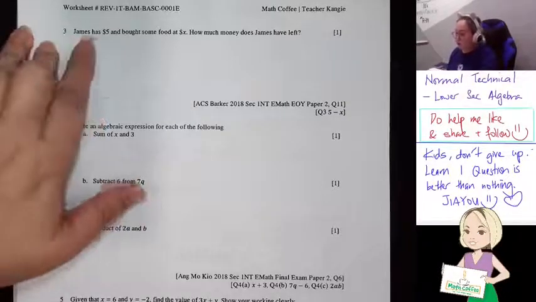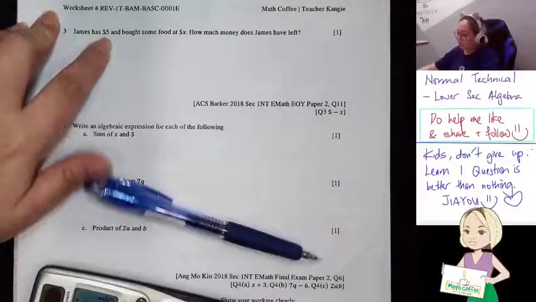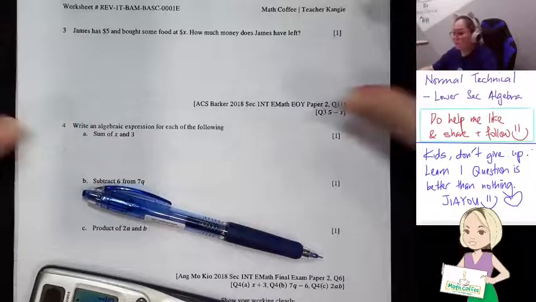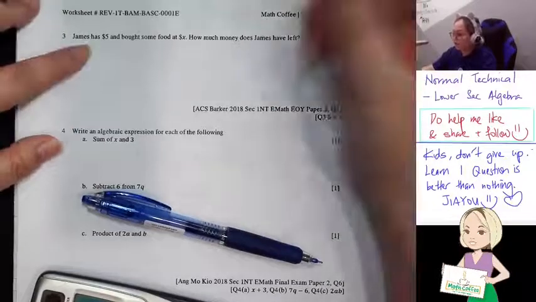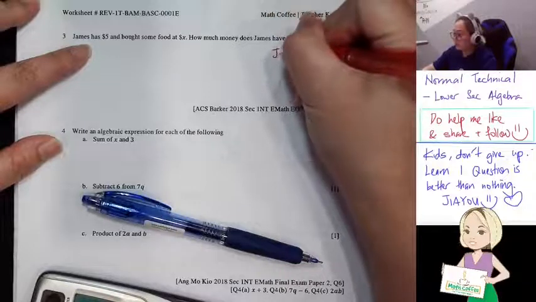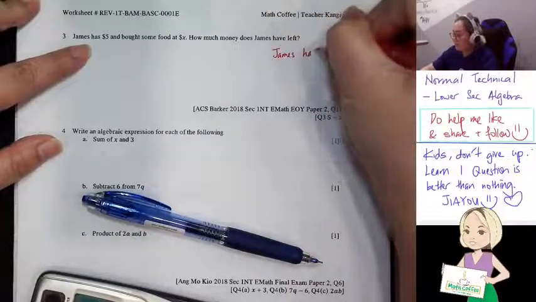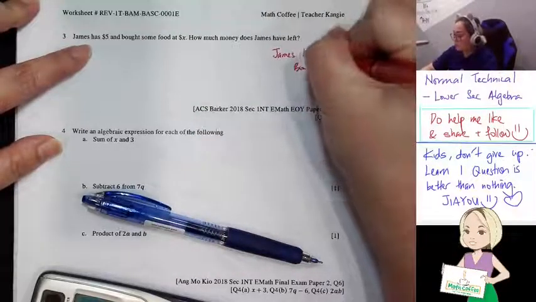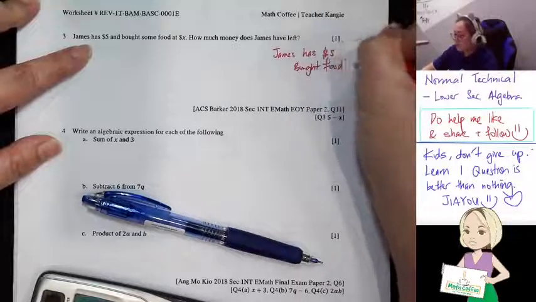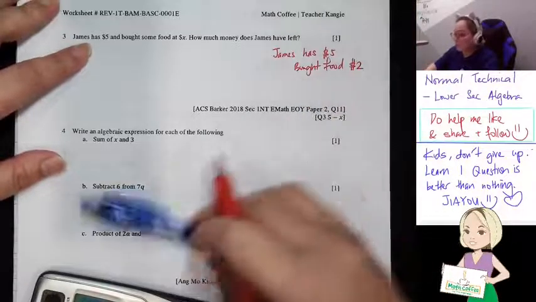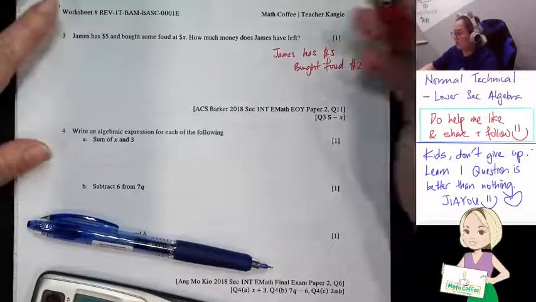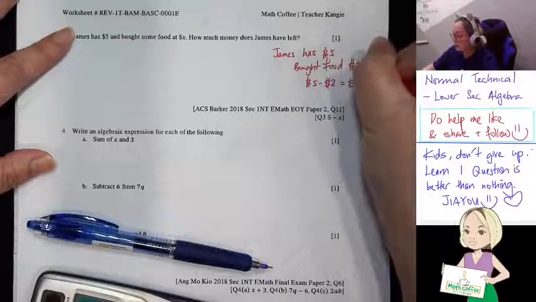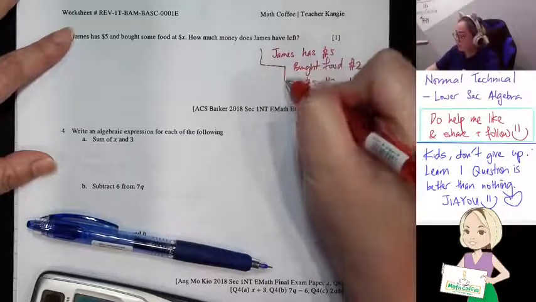This one: James has $5 and bought some food at x dollars. How much money does James have? Let's take a look at normal numbers first. If James has $5 and bought food, maybe I say he bought $2, of course how much he has left will be $5 minus $2, which is $3. This is when we are doing normal numbers.